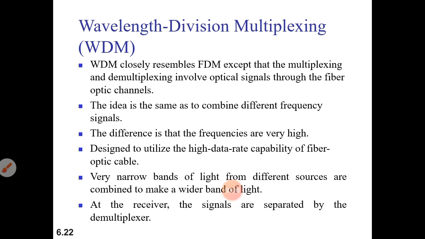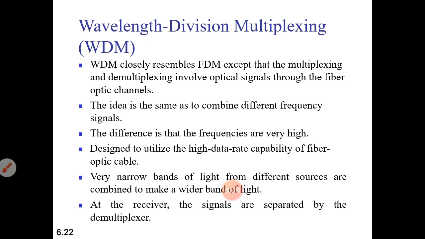Okay, now we'll discuss the second technique of multiplexing. The first point is that wavelength division multiplexing closely resembles frequency division multiplexing, except that multiplexing and demultiplexing involve optical signals through the fiber optic channels. The two are somewhat similar, but the only difference is that here we use optical signals to send the data.